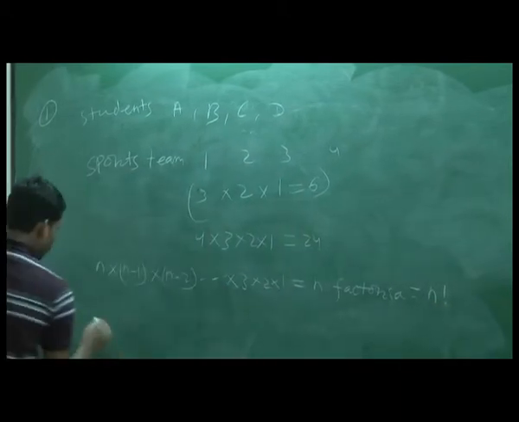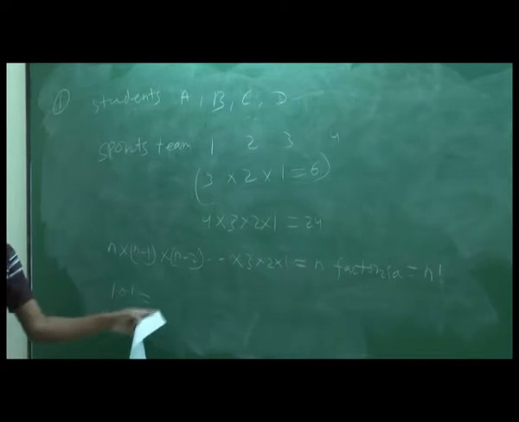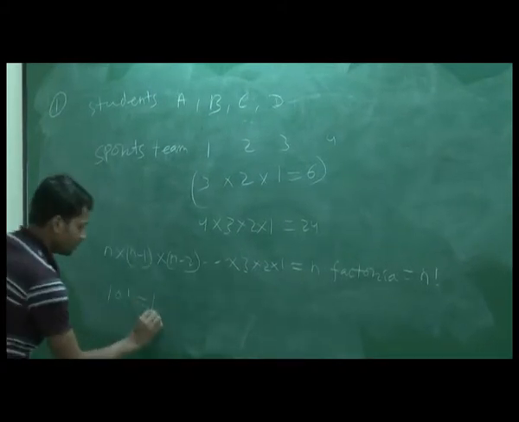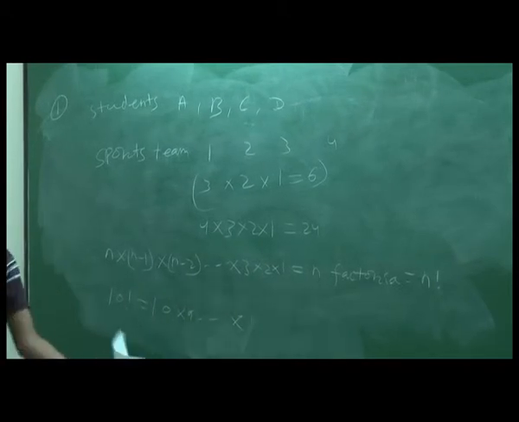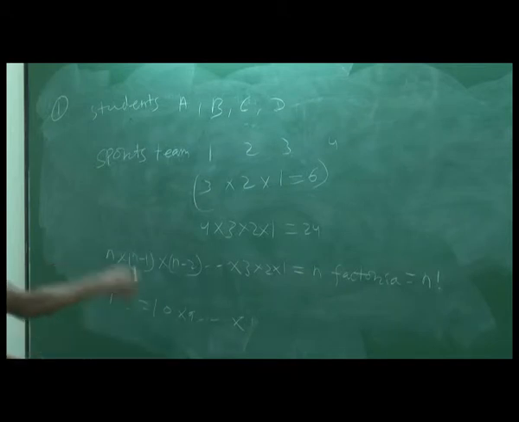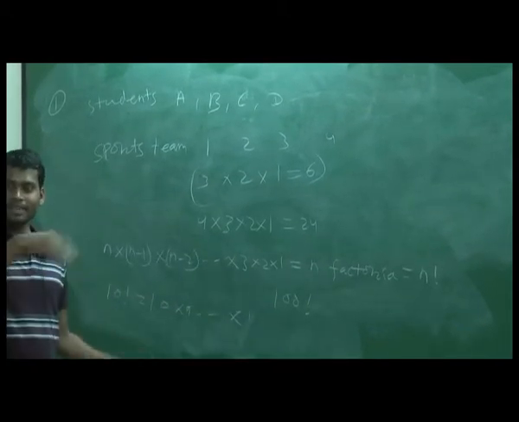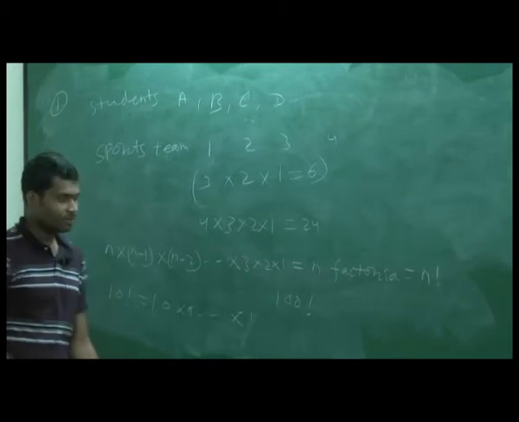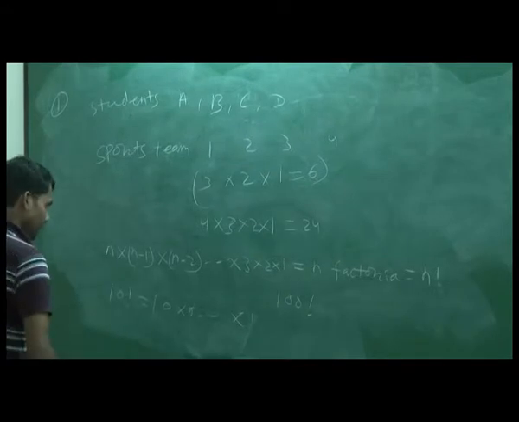So if we say 10 factorial, it means 10 into 9 into and so on down to 1. 15 factorial means 15 into 14 and so on. If you write just 100 factorial, it means 100 into 99 and so on down to 1. So in short form you can write the big expression.